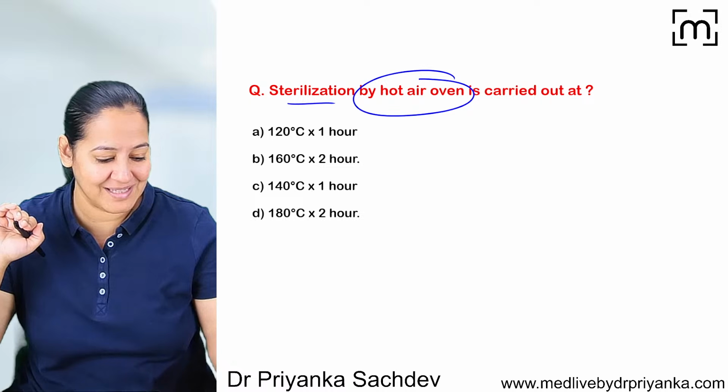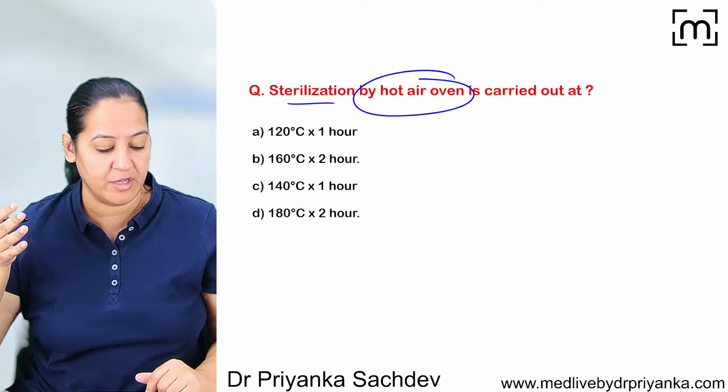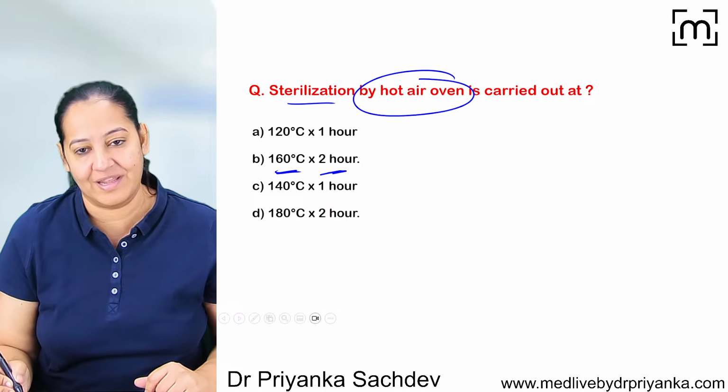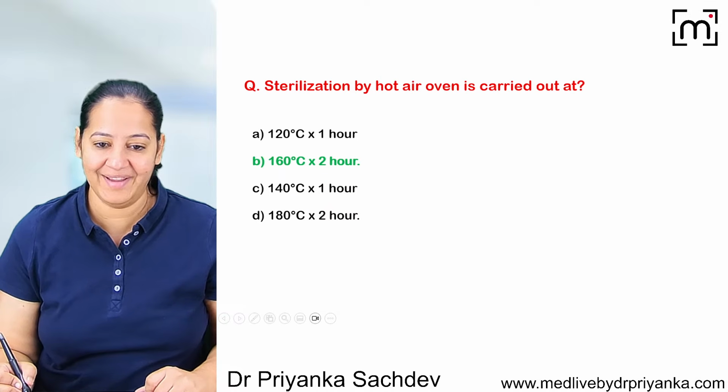Yes, what is the answer? I'm still waiting. Come on, people. I'm asking you the holding temperature and holding time for hot air oven. I guess everyone knows. Yes, it is 160 degree for 2 hours. Absolutely right. The correct answer is 160 degree for 2 hours. Okay, got it.